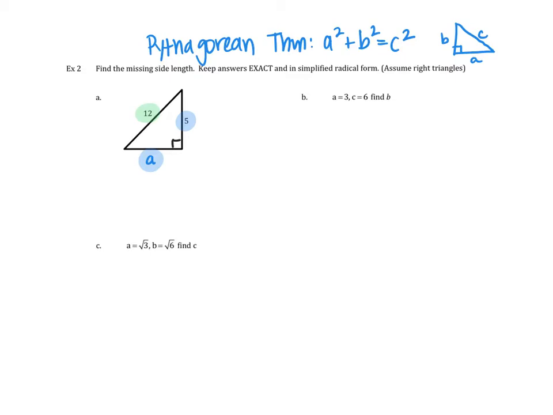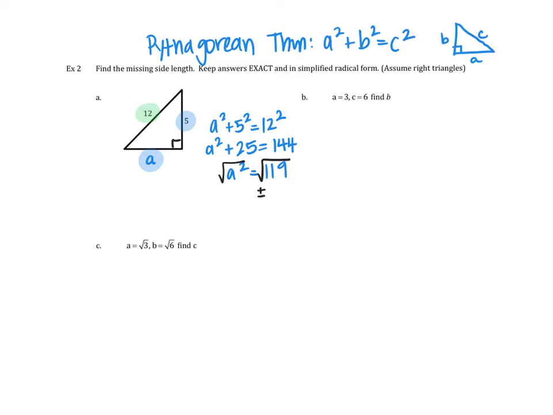So when we have a right triangle and one missing side length, we can use the Pythagorean theorem to find the exact side length. So what we're going to do is I'm going to write my formula out. So a squared plus b squared, which is 5, equals c squared. I'm going to use inverse operations and subtract 25 over. So 144 minus 25 is 119.